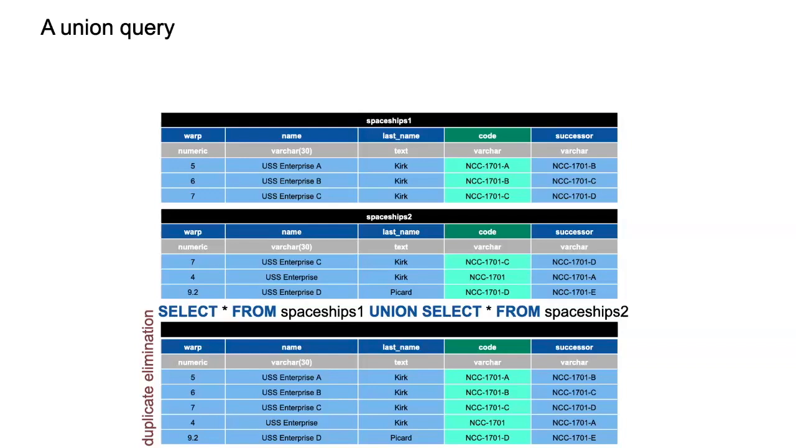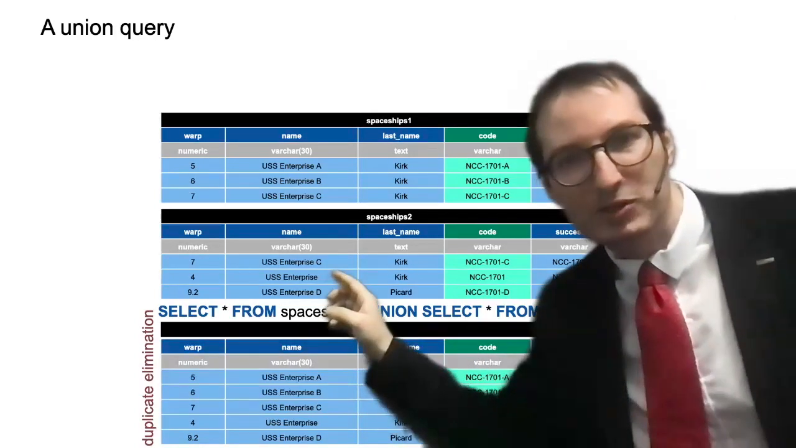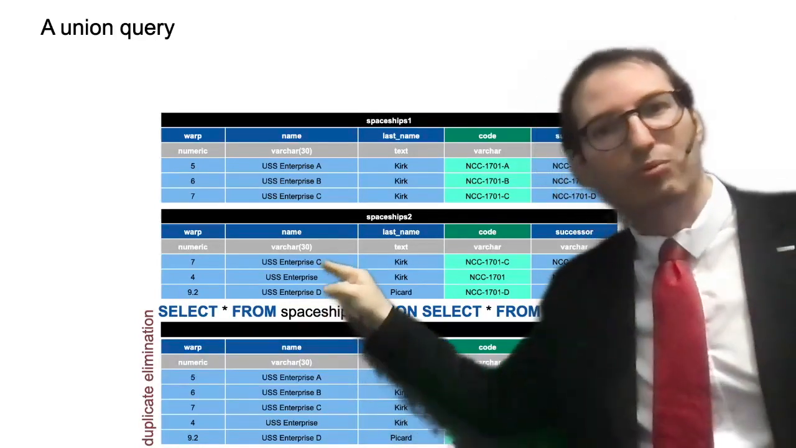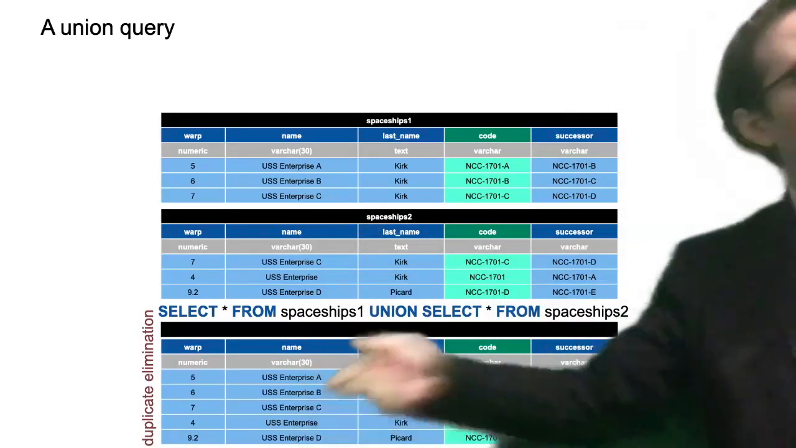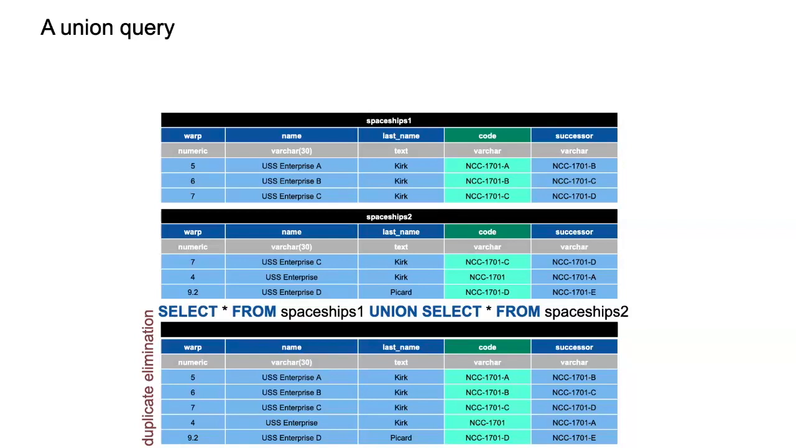Now you notice that 3 plus 3 is 5 here. Why? Because it eliminates a duplicate on the way. You might notice that there is one that appears twice. That's the C. Enterprise C is here and here with the same records. So it just eliminates the duplicates on the way. Okay.